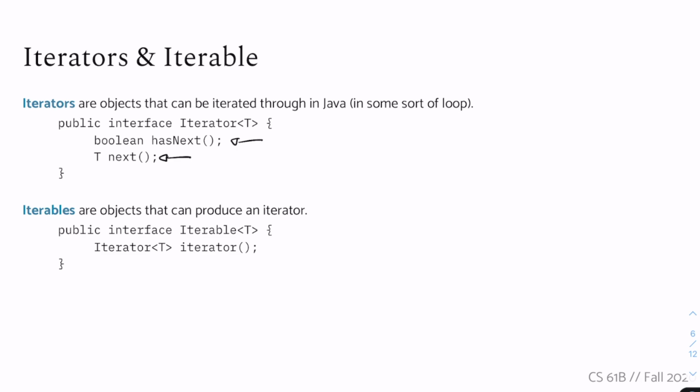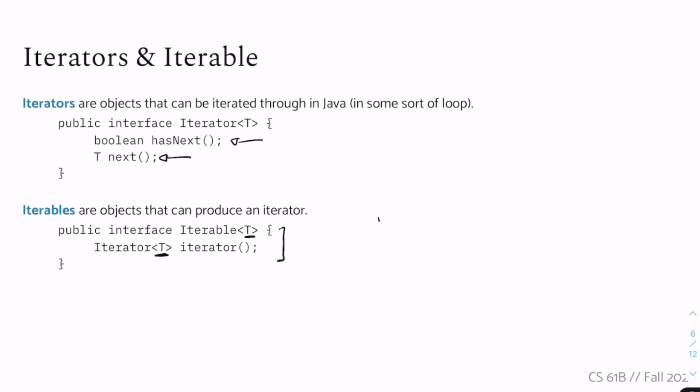You've seen a lot of iterables already. Linked lists can be iterables, arrays can be iterables, decks, you can make them iterables. These are just the types of objects that you think of when you think of objects that you can iterate through. They actually produce an iterator, which is what this function does. It returns an iterator of type T, which we define up here.